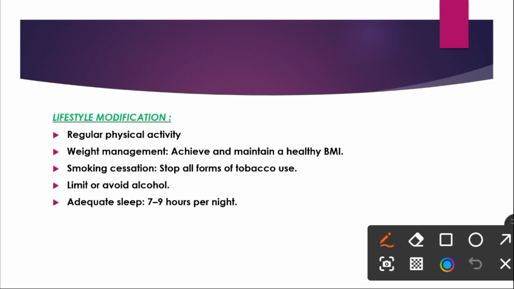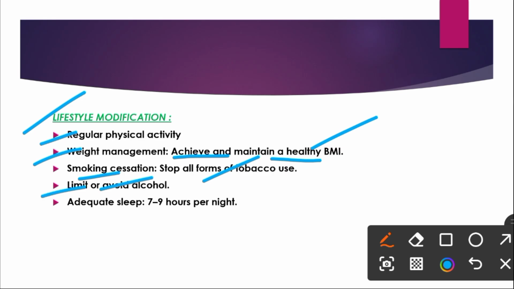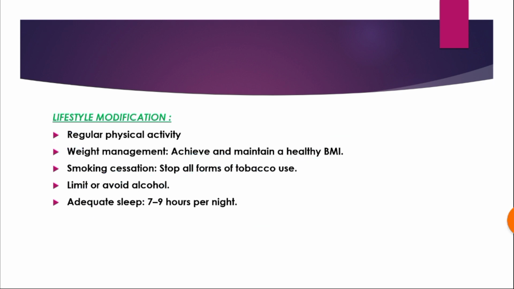Second one in the conservative management is lifestyle modification, in which we advise the patient to have regular physical activity or exercise. We also advise the patient to achieve and maintain a healthy BMI. If a patient is smoking, we ask him or her to quit smoking. We also advise the patient to avoid alcohol and also advise them to have adequate sleep, that is 7 to 9 hours sleep per night.